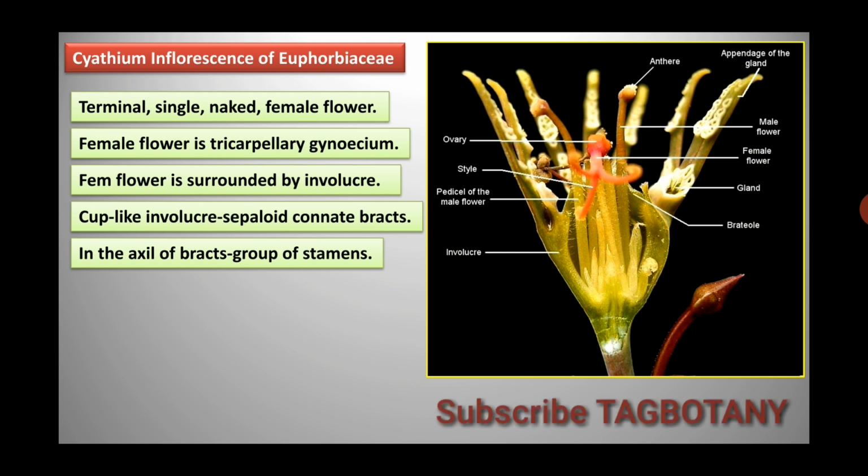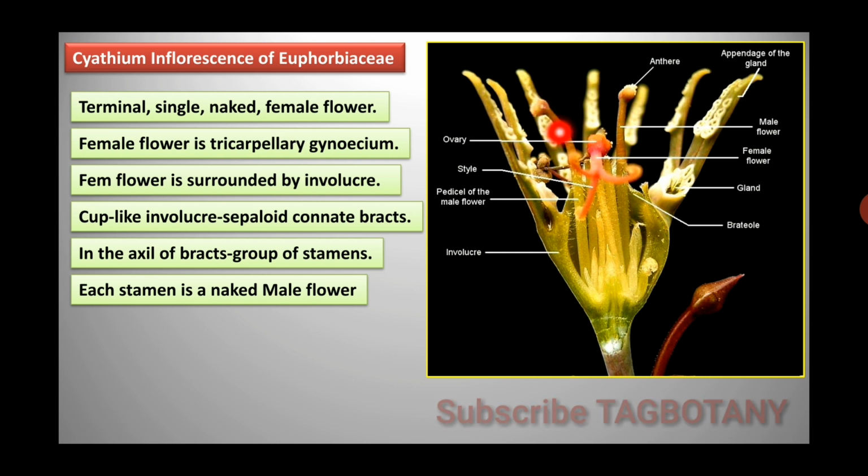In the axil of the bracts, groups of stamens develop. So these are the stamens that develop in the axil of these cephaloid bracts. Each stamen is a naked male flower. So each stamen here is a naked male flower. That means they are also naked, not having calyx and corolla. They have this pedicel, then filament and anther. So this is the form of this male flower: pedicel, then filament and anther.